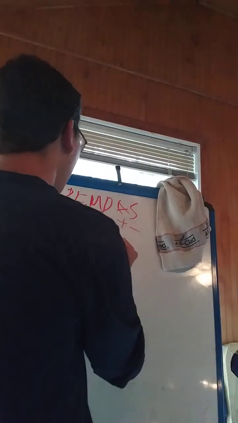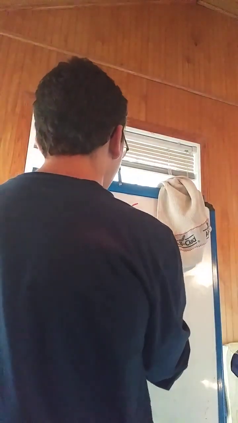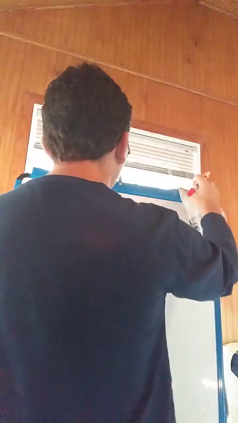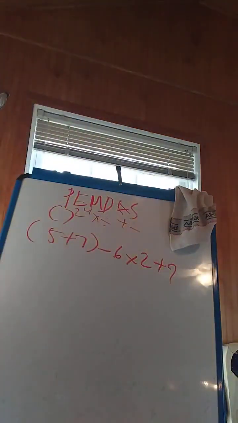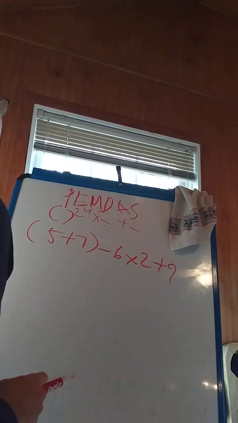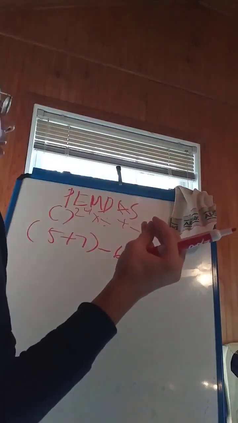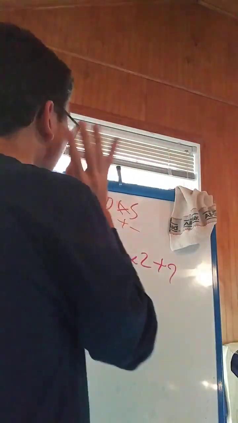So 5 plus 7 minus 6 times 2 plus 9. And I could do smaller ones, but I want you to basically understand just the steps. There's a million things that I could do, but I'm doing this one. That's the point.